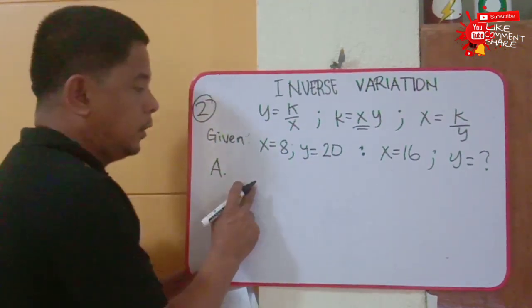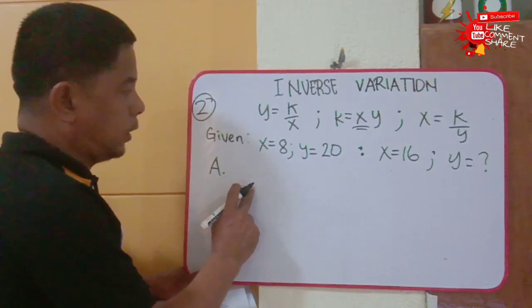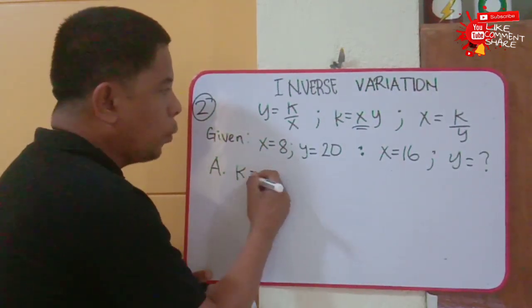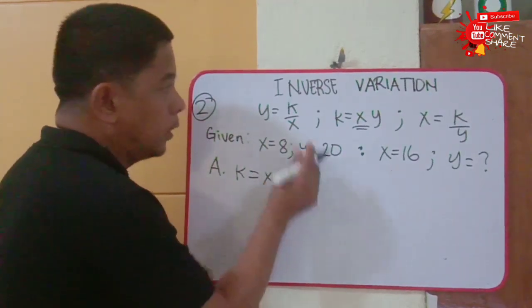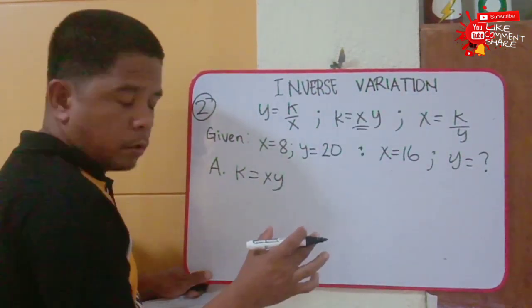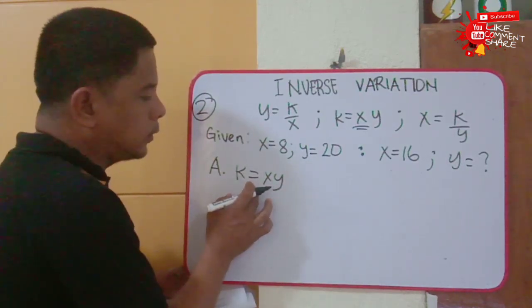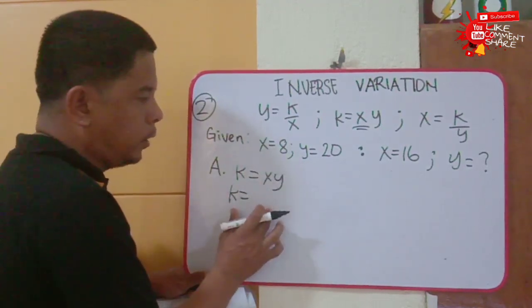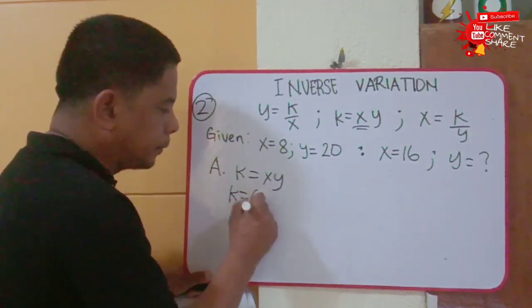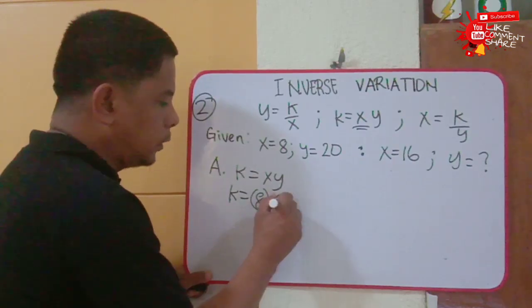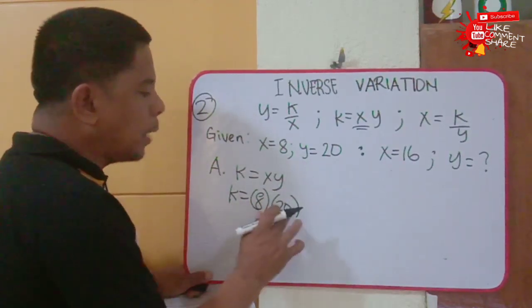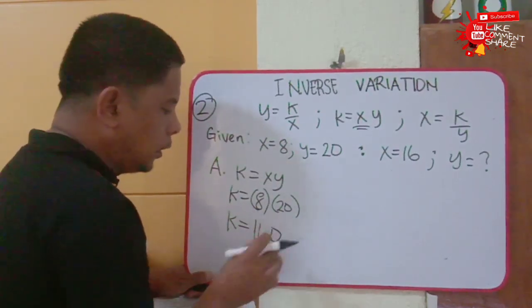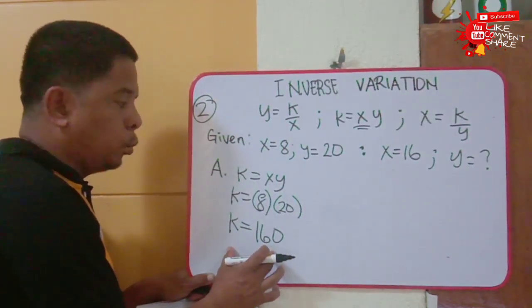So first, isosolve natin yung constant. So, formula ng constant, k equals x times y. So, inverse variation. Okay? So, constant equals x times y. Substituting the value of x and y to our equation, x is 8, y is 20. And 8 times 20 equals 160. So, the constant equals to 160.